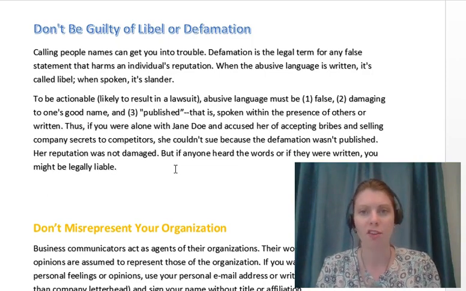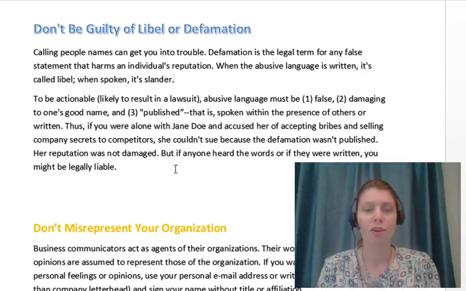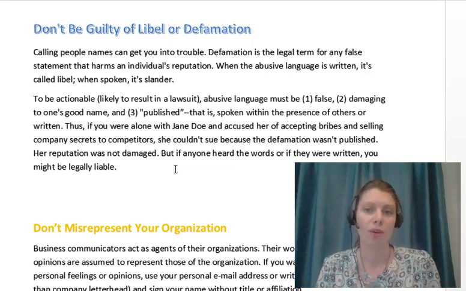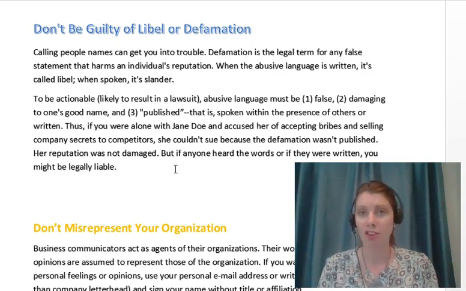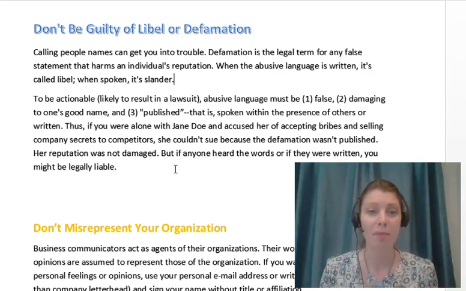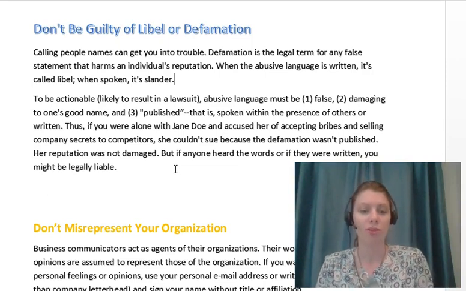What that means is that it needs to be spoken in the presence of other people, or it needs to be written. So if you're alone with someone and you accuse them of accepting bribes in the company, they can't sue you because the defamation wasn't published. Nobody heard you. Their reputation wasn't damaged. But if anyone else overhears these words, or if you wrote them down, even in an email, even in a text message, you might be legally liable. So be very careful what you say to people at work and what you write.